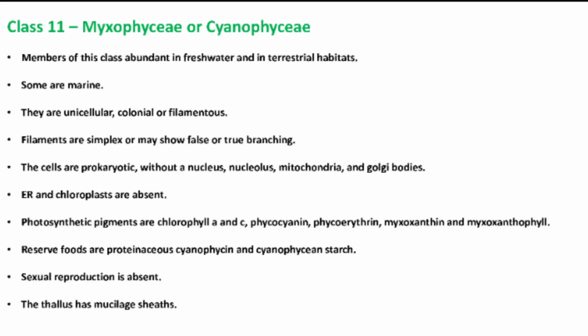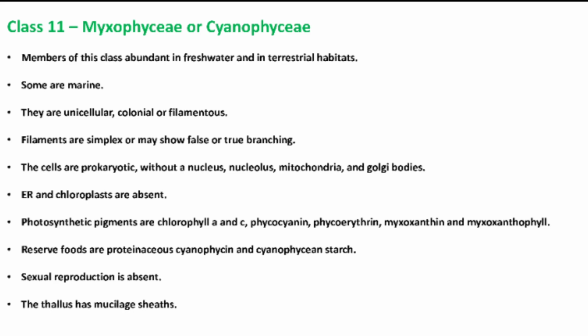Class 11 is Myxophyceae or Cyanophyceae. Members of this class are abundant in freshwater and in terrestrial habitats. Some are marine. They are unicellular, colonial or filamentous. Filaments are simple or may show false or true branching. The cells are prokaryotic, without a nucleus, nucleolus, mitochondria and Golgi bodies. Endoplasmic reticulum and chloroplasts are absent.